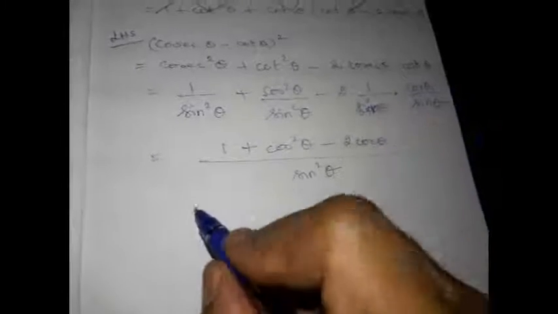Minus 2 into cosec is again 1 by cos theta, 1 by sine theta, and cot theta is cos theta divided by sine theta. Now take LCM everywhere. Here also it is sine square theta, so sine square theta is your denominator. In the numerator we have 1 plus cos square theta minus 2 cos theta. I have multiplied the numerator; the denominator is sine square theta only.